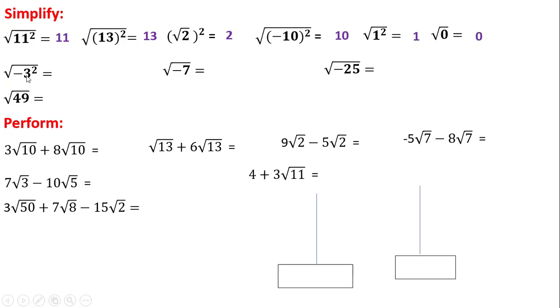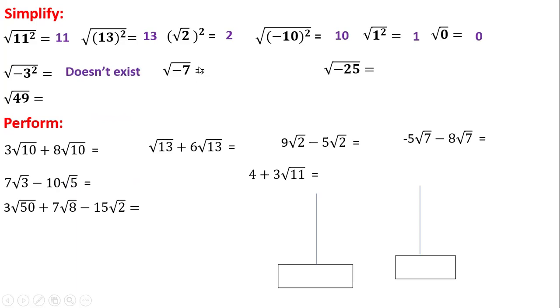Now radical minus 3 squared, please pay attention to this. This is a negative radicand. Why? Since the square has nothing to do with the minus, it's only for the 3. So my answer inside is negative 9. Since this is a negative radicand, we say it does not exist.